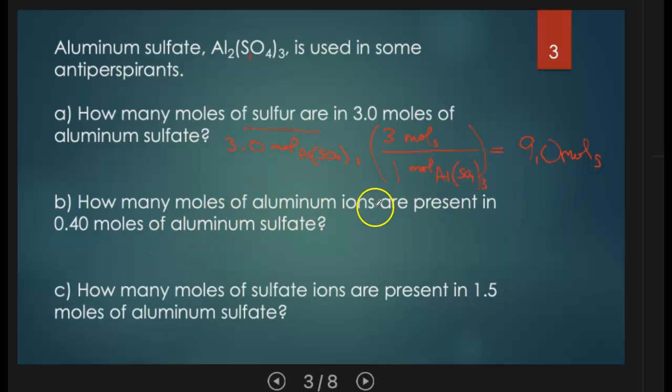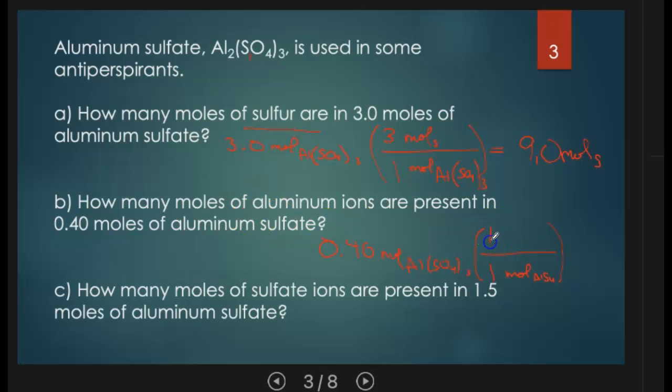All right, so how many moles of aluminum ions are present in 0.4 moles of aluminum sulfate? So again, we'll start with the 0.40 moles of aluminum sulfate. We'll set up that same ratio, so 1 mole of aluminum sulfate, and I'm just going to call that AlSu. It's getting long to write. So for every one of those, how many aluminums will we have?